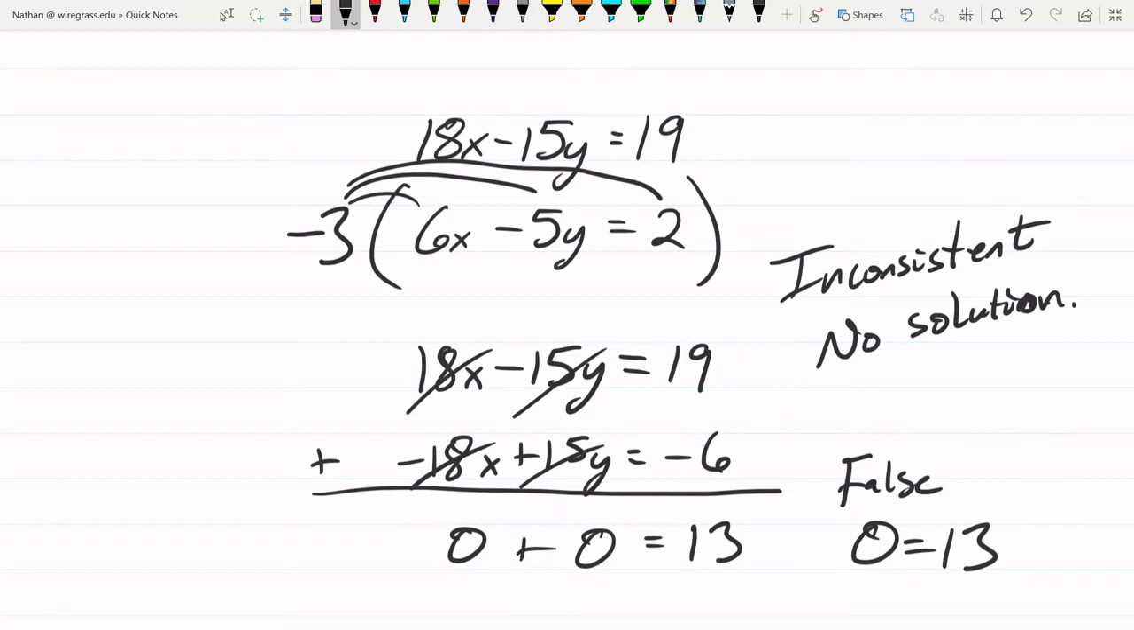So the previous problem, we had infinite solutions because the two lines were the same. The one before that, we had a conditional system. That means that the two lines cross at exactly one point. An inconsistent system is that which never crosses. Or in other words, the two lines are parallel.